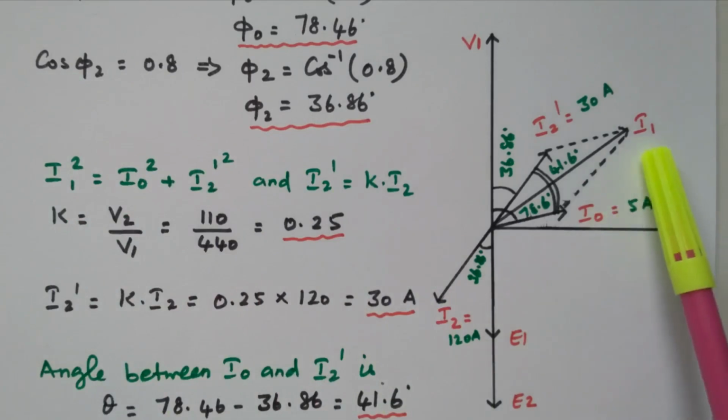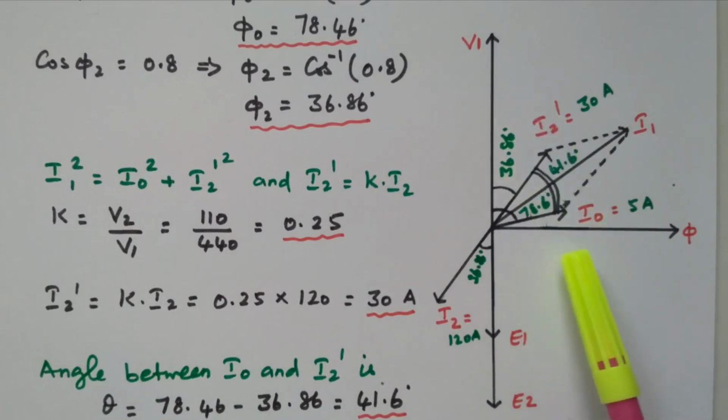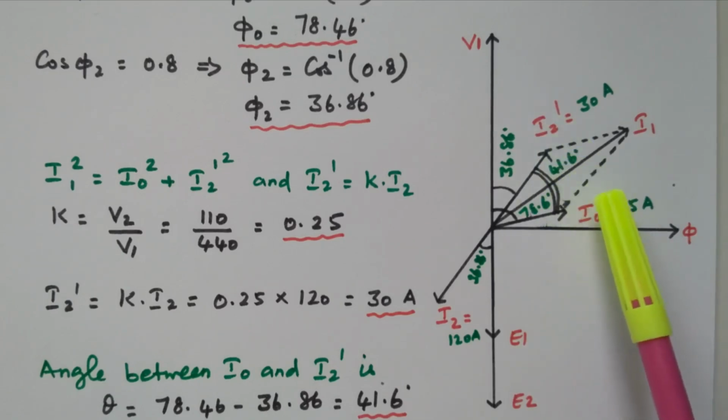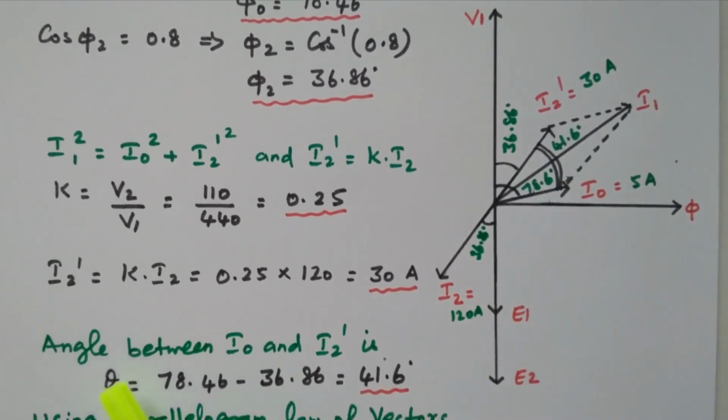Now this I1 is nothing but the vector sum of I naught and I2 dash. The difference in angle between I naught and I2 dash is calculated as 41.6 degrees, which is also available here. The angle between I naught and I2 dash is the difference between these two angles, 78.6 minus 36.86, which is equal to 41.6 degrees. That can be taken as theta. From the diagram also we can calculate.